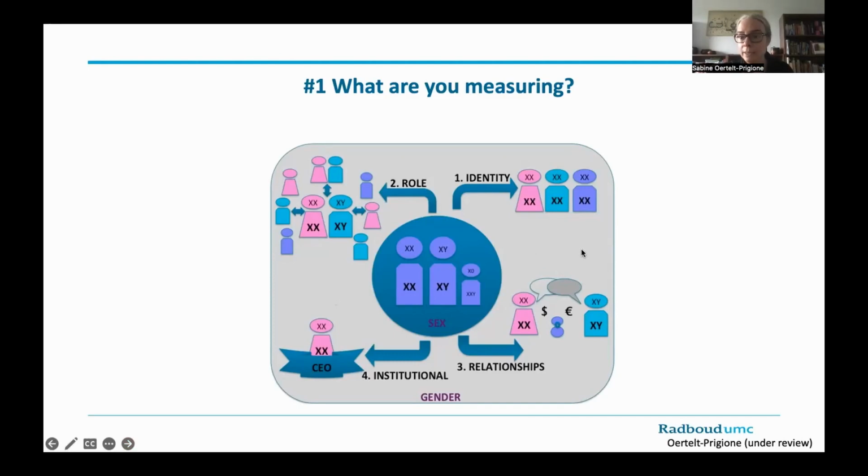And this goes from identity, which means who am I? Am I a woman? Am I a man? Am I a non-binary person? To the roles that are attributed to us in society. So what does femininity and masculinity mean in the year 2023 in a city in Italy right now?